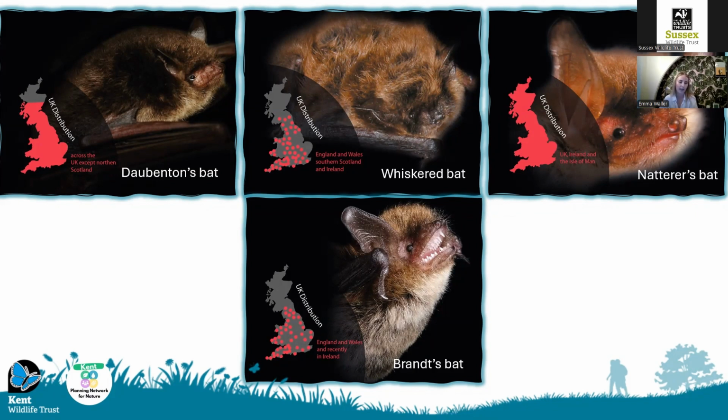And then the Brandt's bat looks very similar to the whiskered bat. However, they have slightly paler fur. They were thought to be the same species in the UK up until the 1970s, and their key ID feature to tell them apart is actually to look at their teeth, as their premolars are different sizes. Brandt's bats are often found in buildings and have a similar emergence time to whiskered bats, around the 30 to 40 minute mark after sunset.